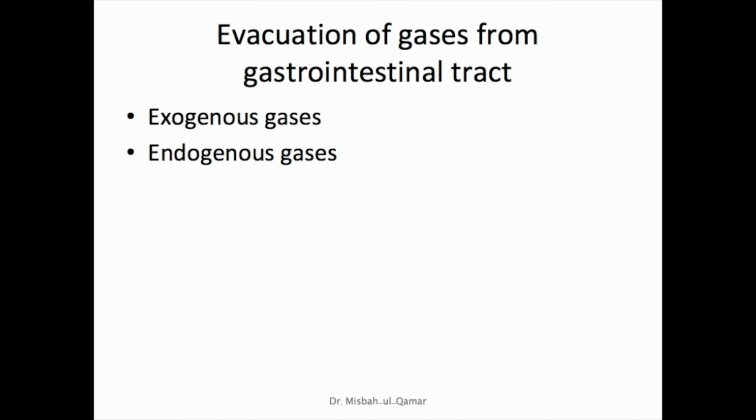Now, 90% of the accumulated gases, they are exogenous, which enter the GI tract either by swallowing through mouth or drinking carbonated beverages. The rest 10% endogenous gases, they are produced by digestion of foodstuff and the interaction between bacteria and foodstuff in the intestine.